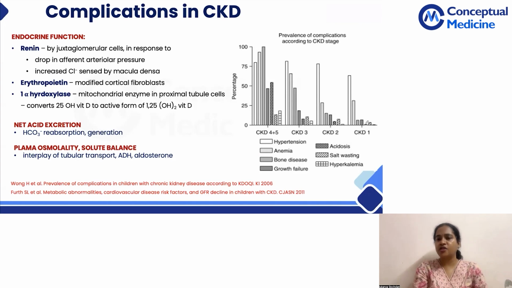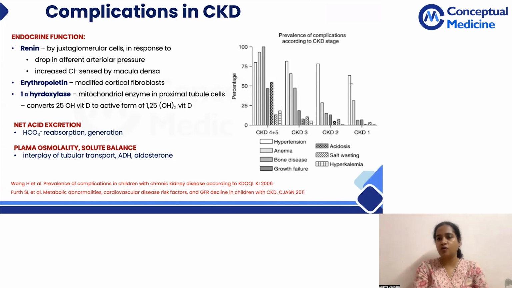As we progress from CKD 1, 2, 3, 4 and 5, you see the incidence of hypertension increases, the incidence of anemia increases, and bone disease increases. If you're a child, growth failure, and acidosis. In CKD 4 and 5, the incidence of acidosis is very high, and also hyperkalemia. Compared to other stages, in CKD 4 and 5 you have significant hyperkalemia, metabolic acidosis, bone disease, anemia, and all of that. All of these complications start coming significantly from CKD 3, 4 and 5.